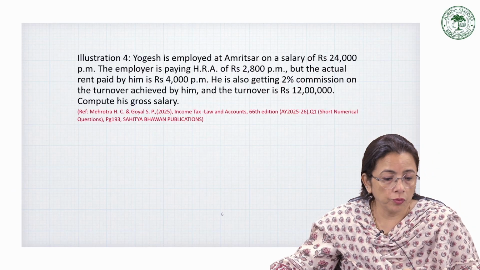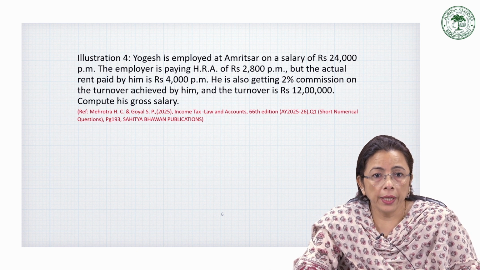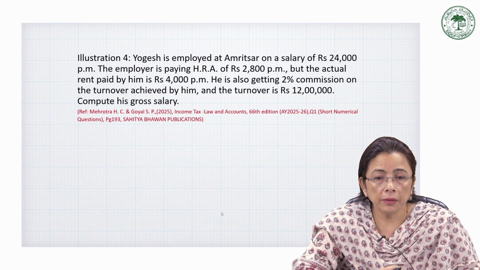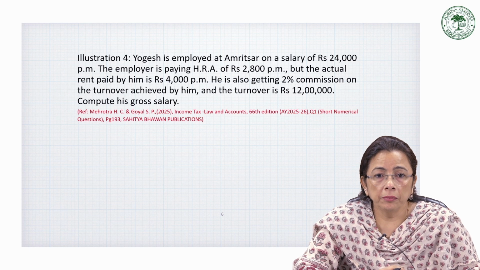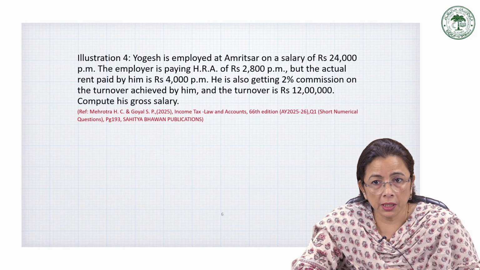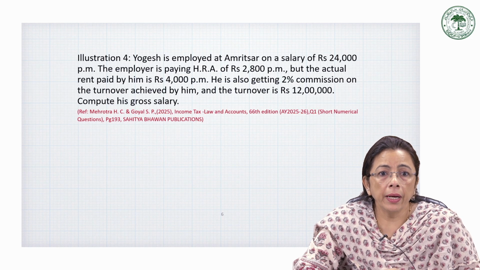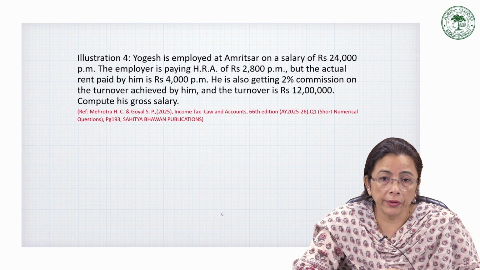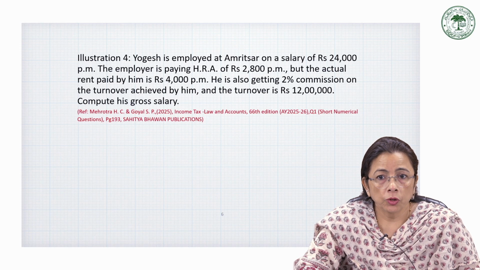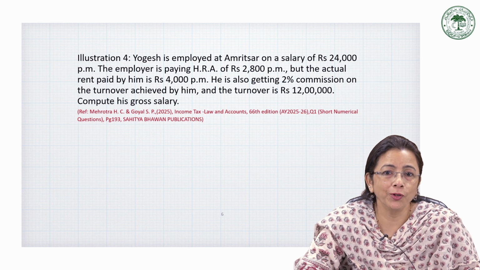Let us move to the next illustration, a little bit more comprehensive one. Yogesh is employed at Amritsar on a salary of rupees 24,000 per month. The employer is paying HRA of rupees 2,800 per month, but the actual rent paid by him is rupees 4,000 per month. So the employer is paying him 2,800, but he is paying out 4,000.